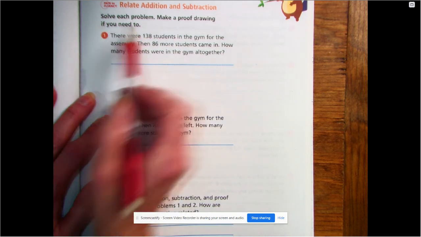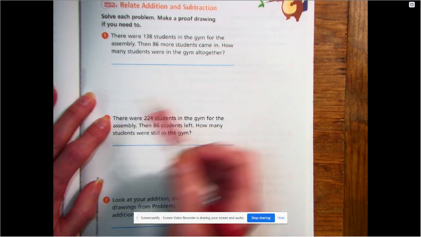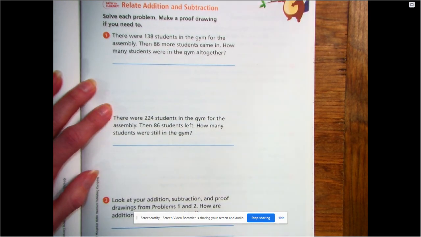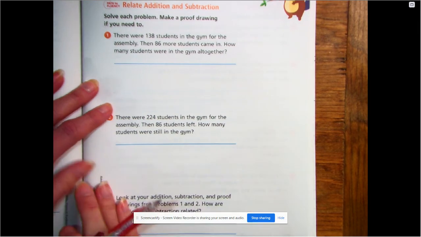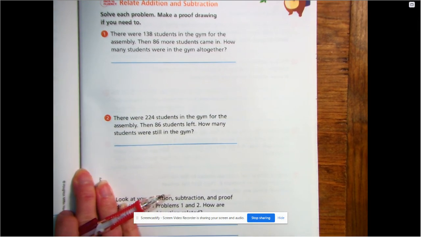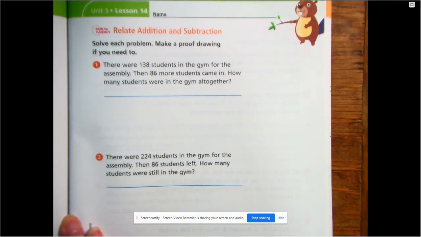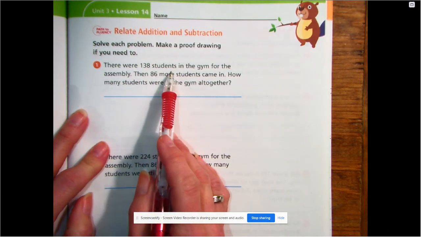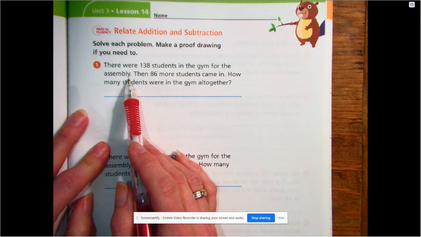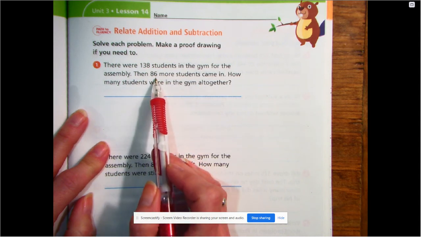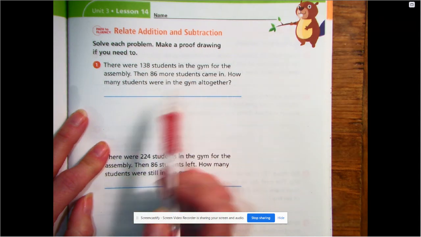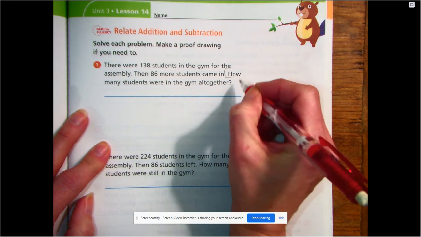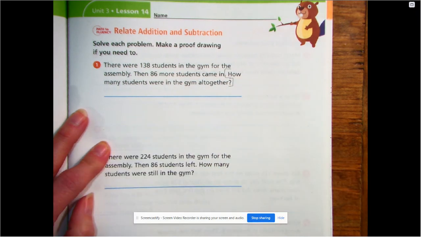We're going to solve each problem and make a proof drawing. It says if you need to, we're going to make one for sure on number 1. All right, so be ready to copy down what I'm writing here, and I want you to be thinking as we're working on these as well. It says there were 138 students in the gym for the assembly. Then 86 more students came in. How many students were in the gym altogether?